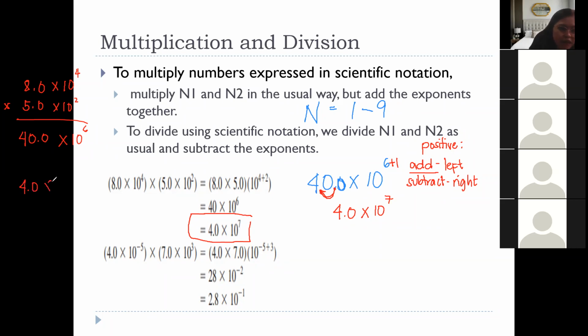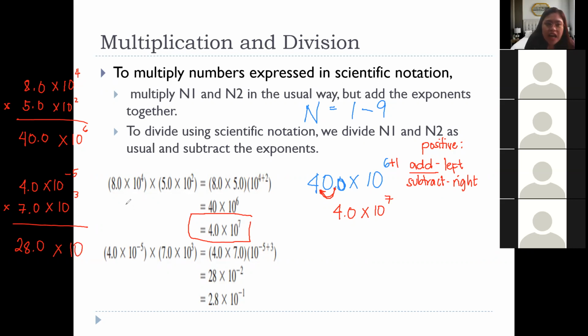4.0 times 10 raised to the power of negative 5 times 7.0 times 10 raised to the power of, this is positive, this is 3. So the second one is positive. So what are we going to do? No adjustment to the given, we directly multiply the capital letter N. So 7 times 4 is 28, or you can write 28.0 times 10 raised to the power of, what are we going to do with the exponent?